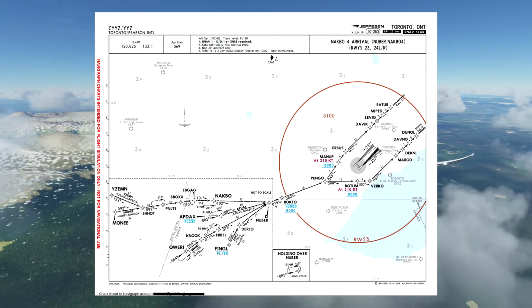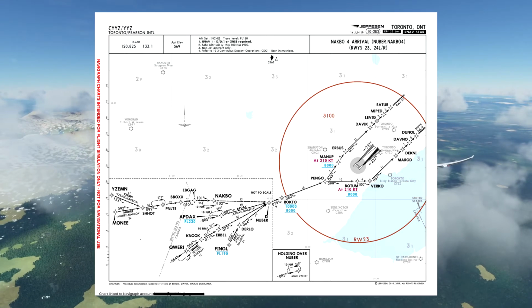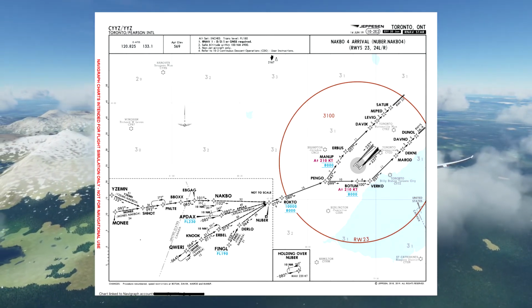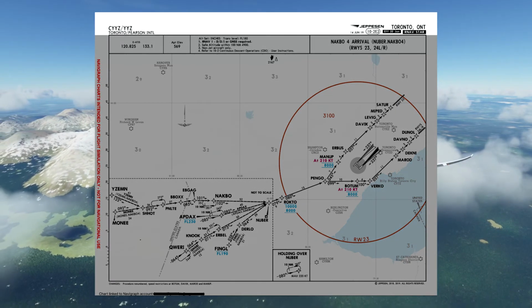STAR stands for Standard Terminal Arrival. So this is the standard approach that aircraft are going to be using. So everyone coming in from the direction that you're coming in will be coming in the same way. So we'll take a look at the chart here.